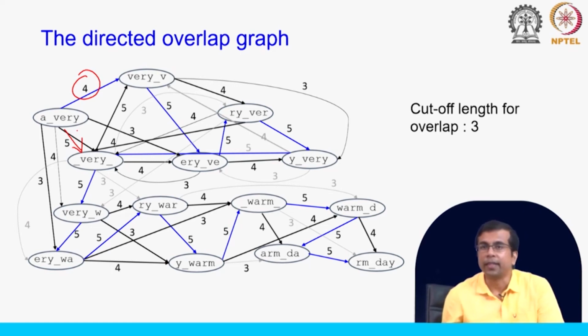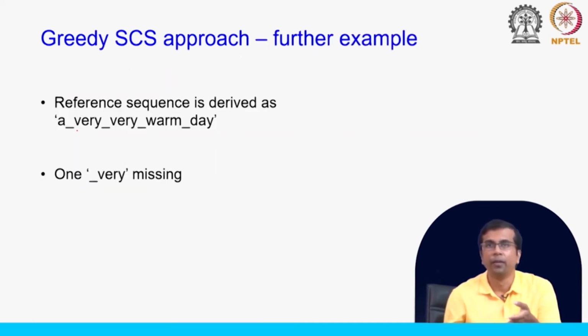So, I think with these examples you now realize that the greedy SCS approach will give you a solution, but that might not be the correct solution. It might not be the correct reference sequence, but you get some idea, or you get close to the correct reference sequence. You also understand that repeats cause problems or hinder the assembly process, and this is something we need to think about, and we will talk about this when we discuss the other approaches as well.